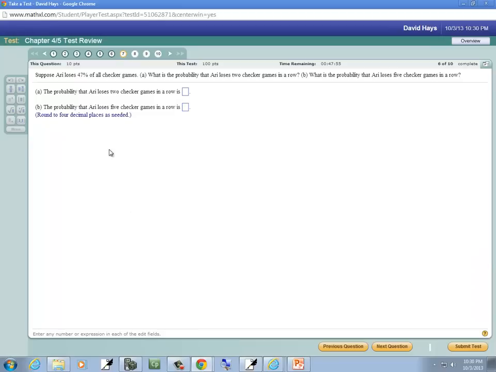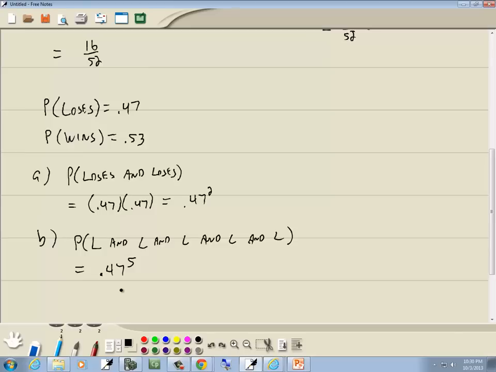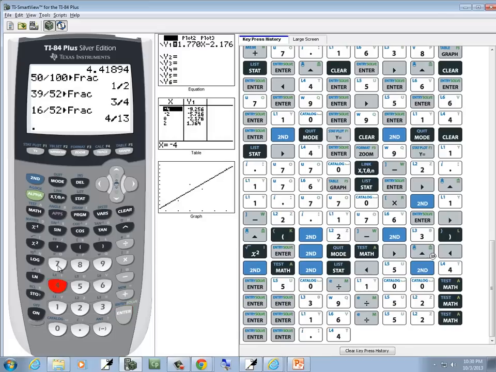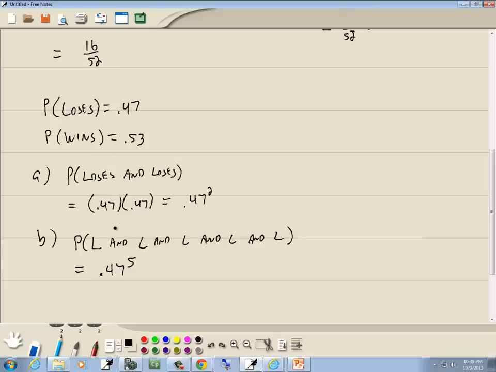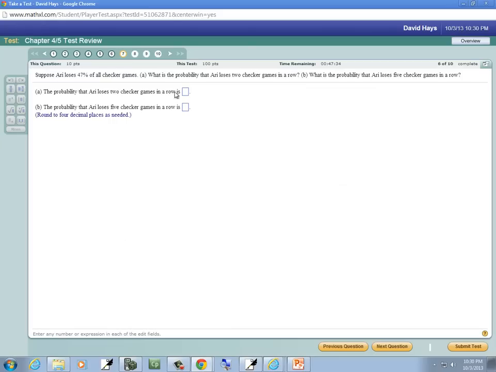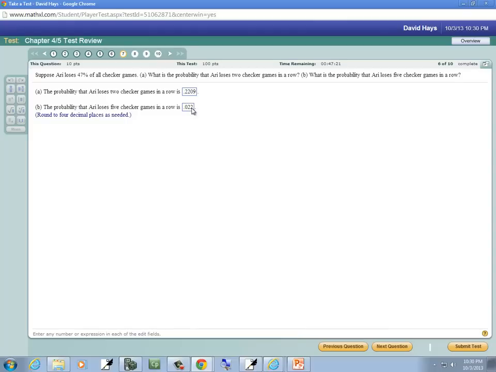Let's plug those in. Probably wants decimals, 4 decimal places. 0.47 squared and 0.47 caret 5 for the 5th power. So the first one is 0.2209. I will guarantee you if I miss any of these, I'll go back and see what in the world I did wrong. So 0.0229. There we go. Next question.